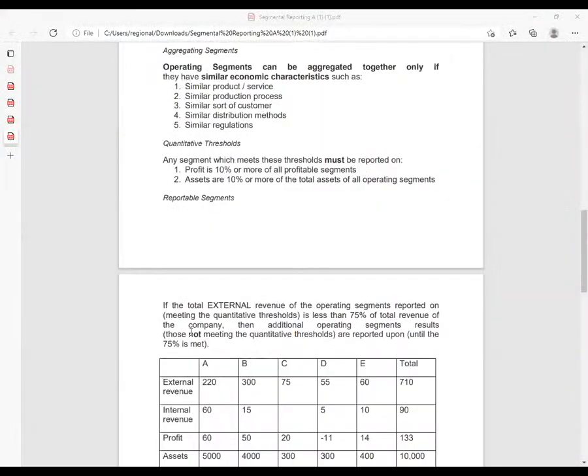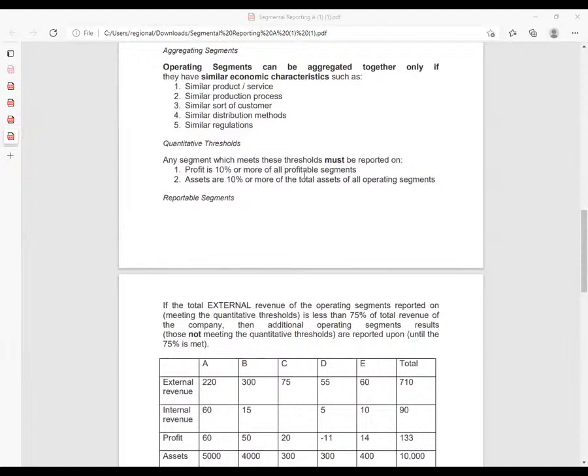We are told here quantitative threshold. Now, this is what is important in your exams. Any segment which meets these thresholds must be reported on. Profit is 10% or more of all profitable segments.